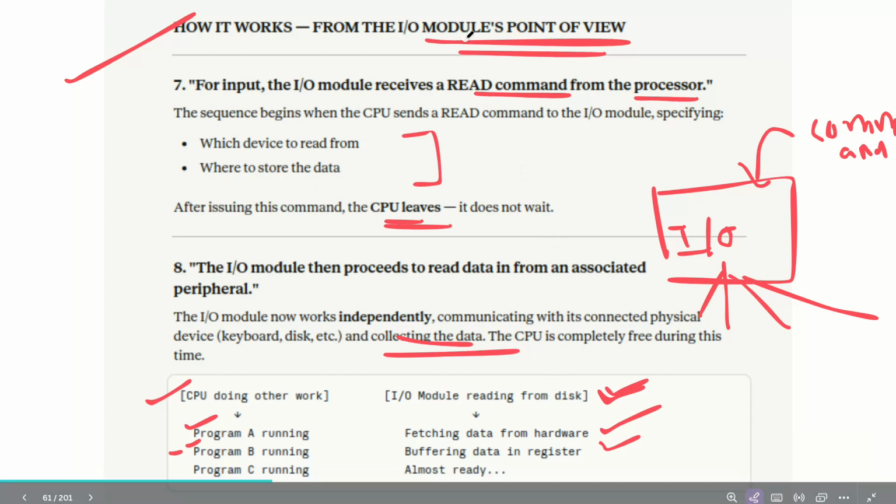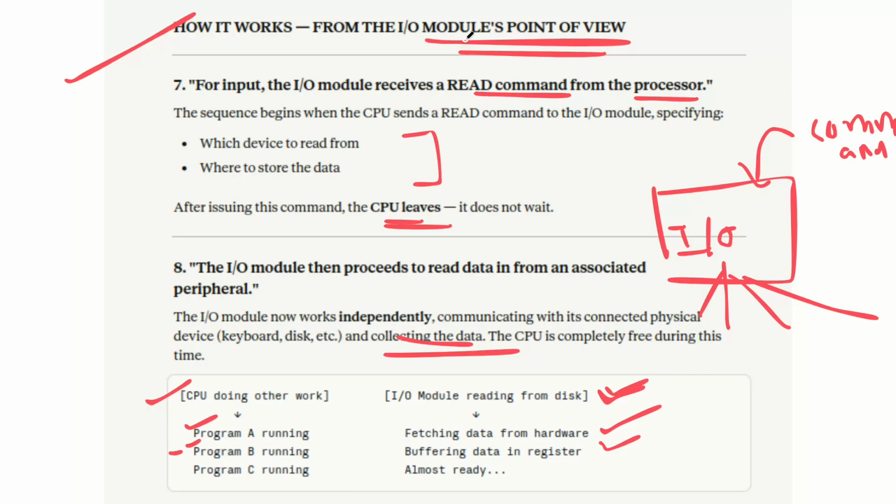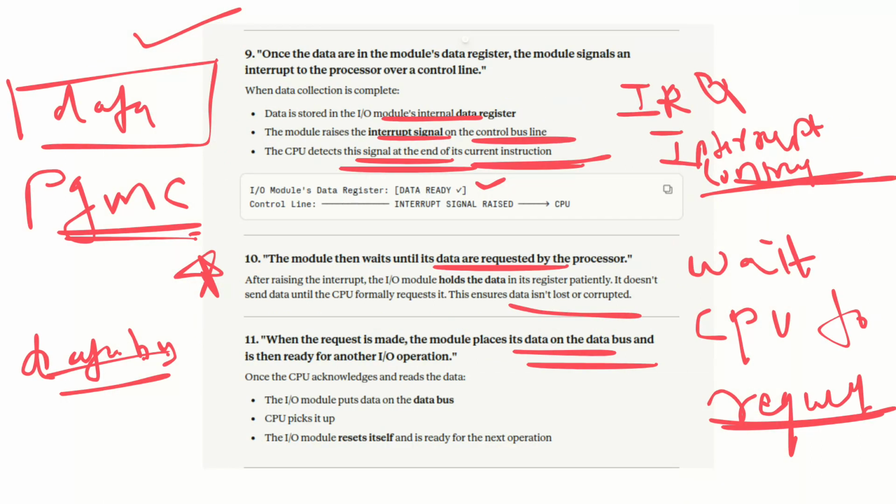So from the IO module's point of view, the IO module receives the read command. The read command includes from which device it has to read and where to store the information. The module takes this command, and the CPU goes off and does other tasks. While the CPU is doing other tasks, the IO module fetches the data from the device it is connected to and buffers it in the register. Finally the data is stored in the data register.